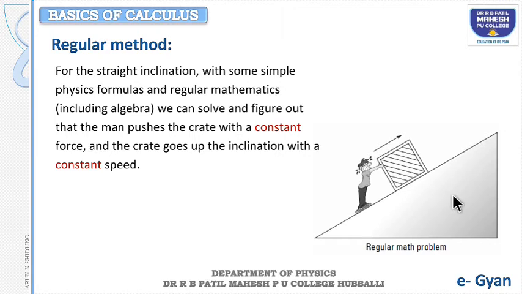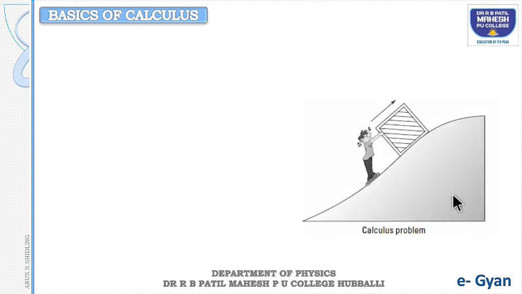What about the other one, or why do we use calculus? In this scene you can see that the inclination is not constant. If it is not constant, then what happens? You need to use calculus. Now let me show why.